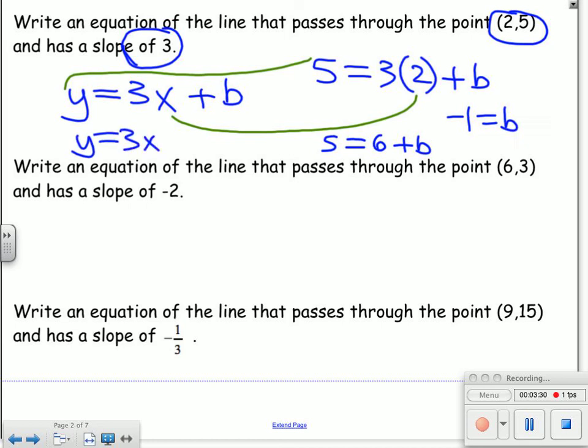So our equation is going to now be y equals 3x minus 1. Plus -1 or minus 1, doesn't matter. Either way, that makes sense. So let's try another one here.